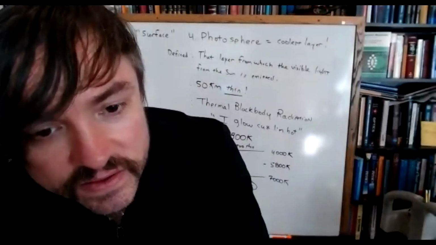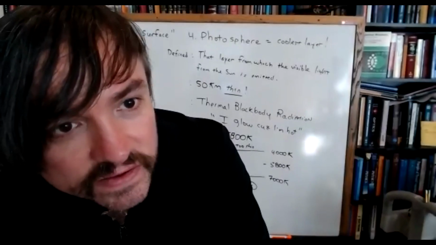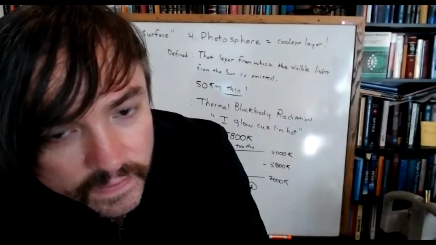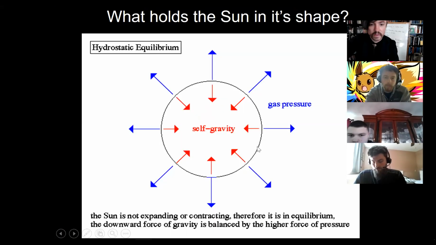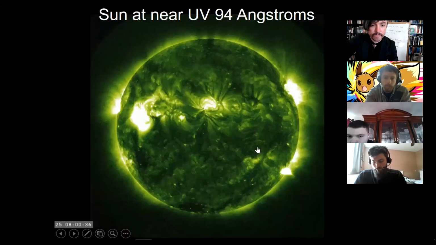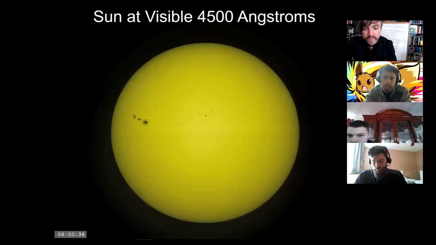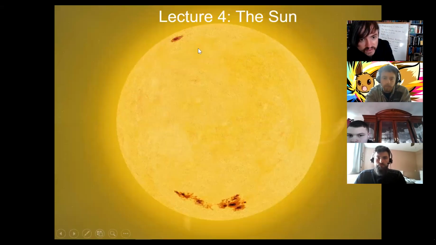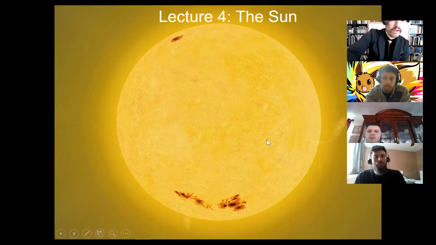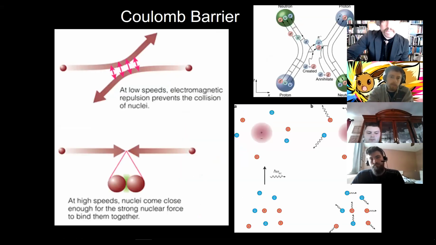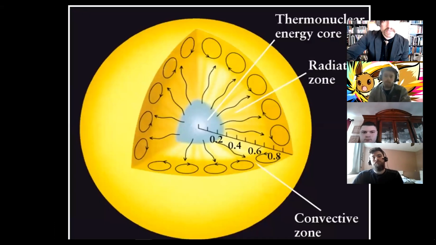Of course, the photosphere is also where we find sunspots. What's up with those sunspots? Here are some sunspots, there are some sunspots. Oh, you know what? Maybe we should add one more thing here. So let's jump back to the photosphere for a second.